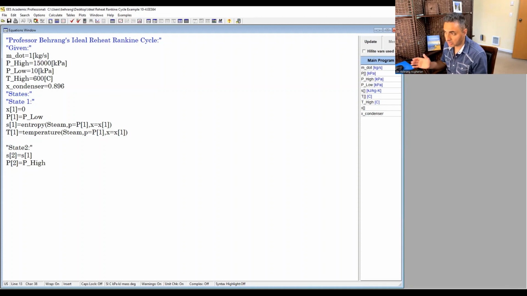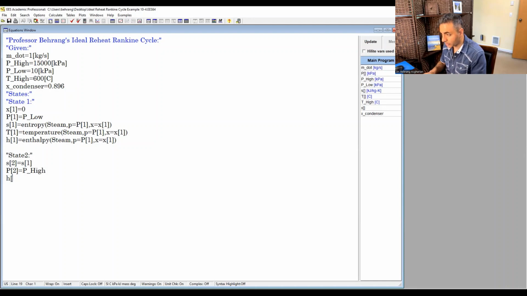So I have these two, so I don't have to worry about anything else. Then I can find the value of H2. Oh, I need H1. I forgot that one. Let's add that one. H1 is the enthalpy of, I can just copy, Control C and Control V, paste. Now it's good. P2 is P high. That's good. Now I can find other things.